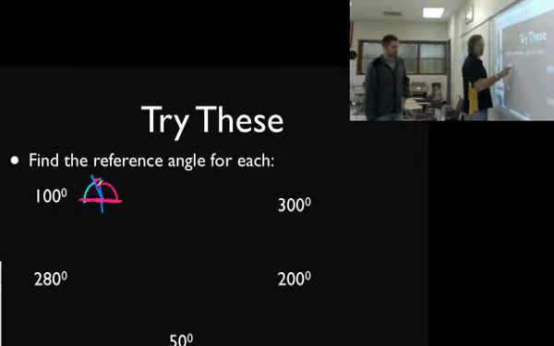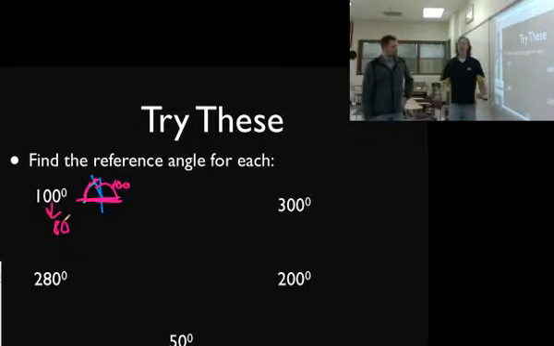So if this is 100, how many degrees is that, sir? It must be 80, because it's got to make 180 to get to here. So the reference angle for 100 is 80. Now, as a reminder, reference angles are always going to be between 0 and 90. If you don't get between 0 and 90, you goofed. You made a mistake.